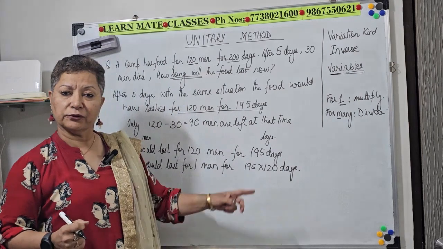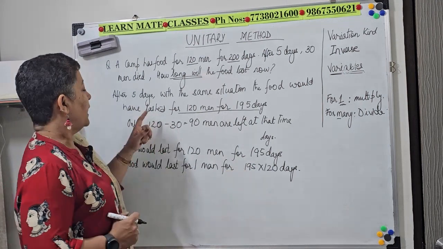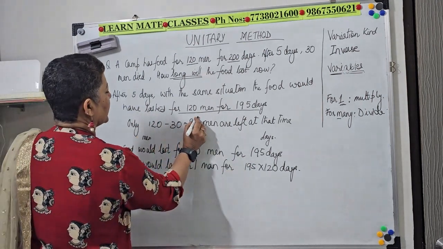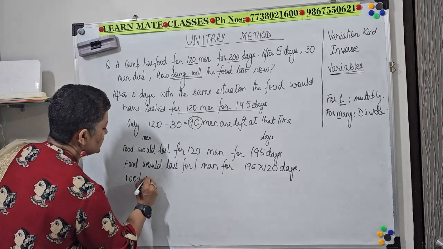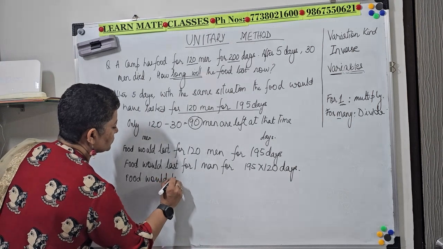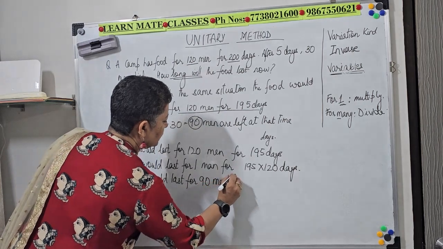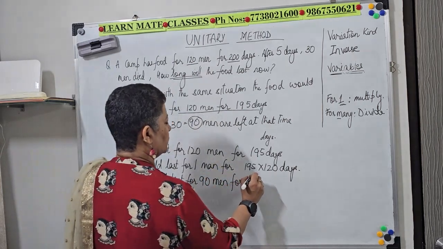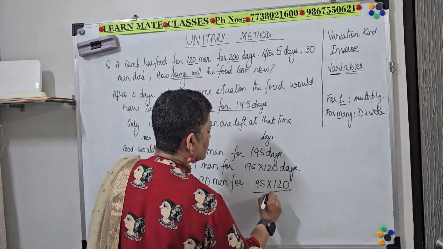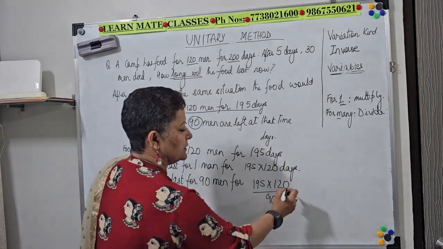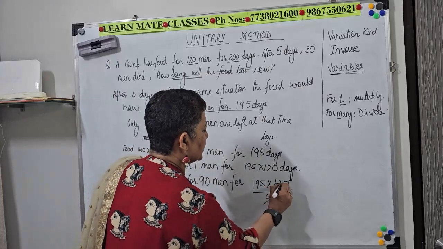That having been said, do I multiply? No, I'm not going to waste my time and resources in multiplying. Now, I am going to find out for the 90 people who are still left, how long the food would last. Food would last for 90 men for 195 into 120 upon 90. The 0 and the 0 cancel, and both these things are divisible by 3. So, I get a 3, I get a 4.